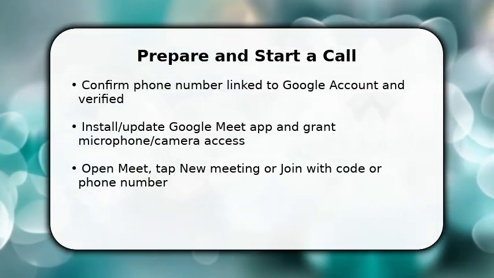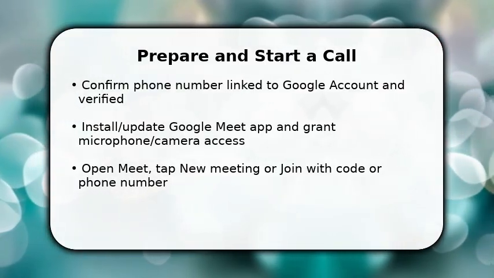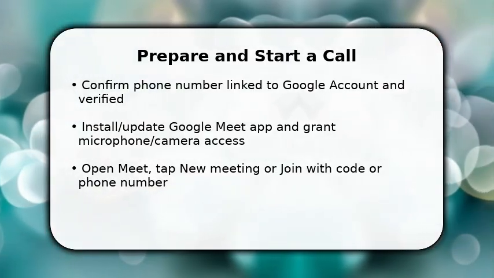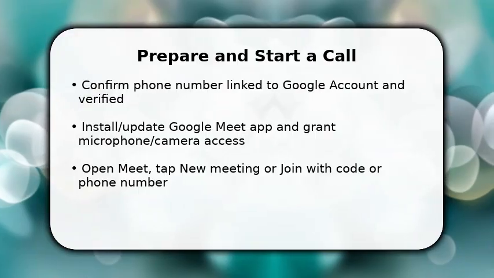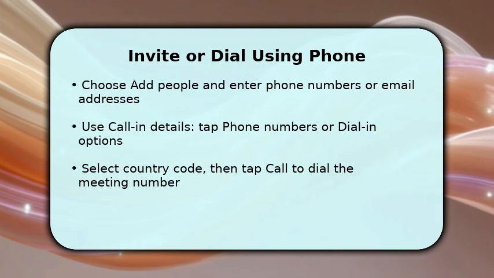Next, tap New Meeting to create a link or join with a meeting code. Make sure to choose the option that includes phone dial-in or shows the phone number for participants so they can call in if needed. Now focus on adding participants by phone.